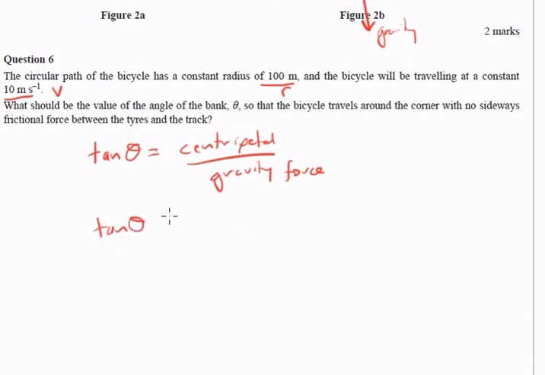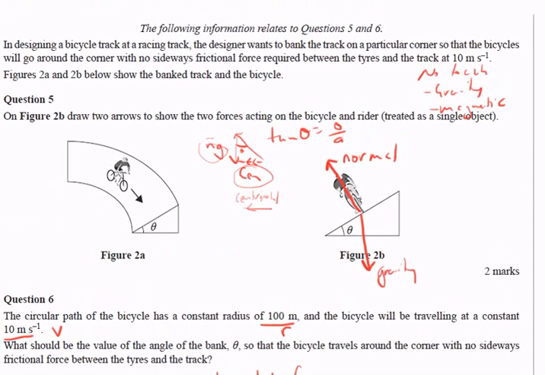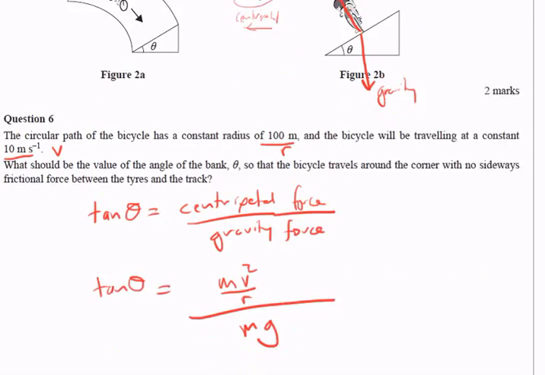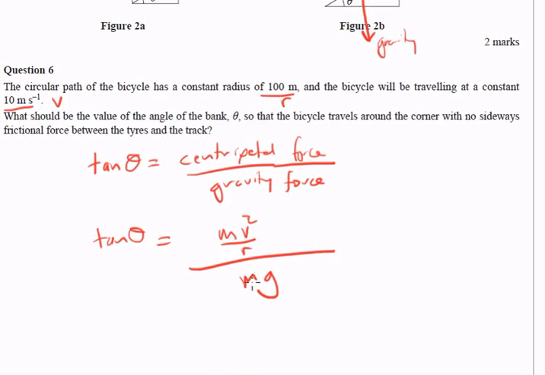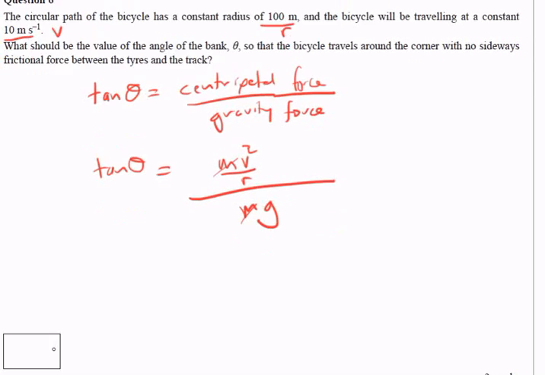So just write all the numbers in. The centripetal force we know equals mv squared over r, and the gravity force is equal to mg. Now when we go to put all the numbers in, they don't give us the mass of the bike. Turns out that's okay because there's a mass on the top and the bottom of this large fraction, and they cancel out. So we're left with tan theta equals v squared over r divided by g, which means tan theta equals v squared over gr.